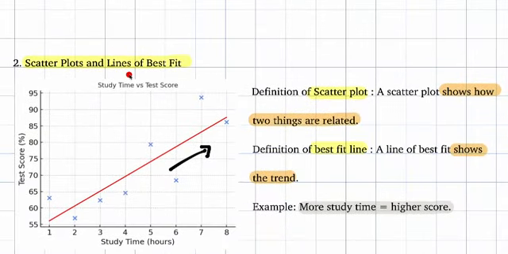Let's talk about scatter plots and lines of best fit. A scatter plot shows how two things are related. If we look on the left here, we see test score and study time. Each point on this graph shows a student's study time and their test score. And if we draw a best fit line, which shows the trend, we see in this case more study time leads to a higher score.